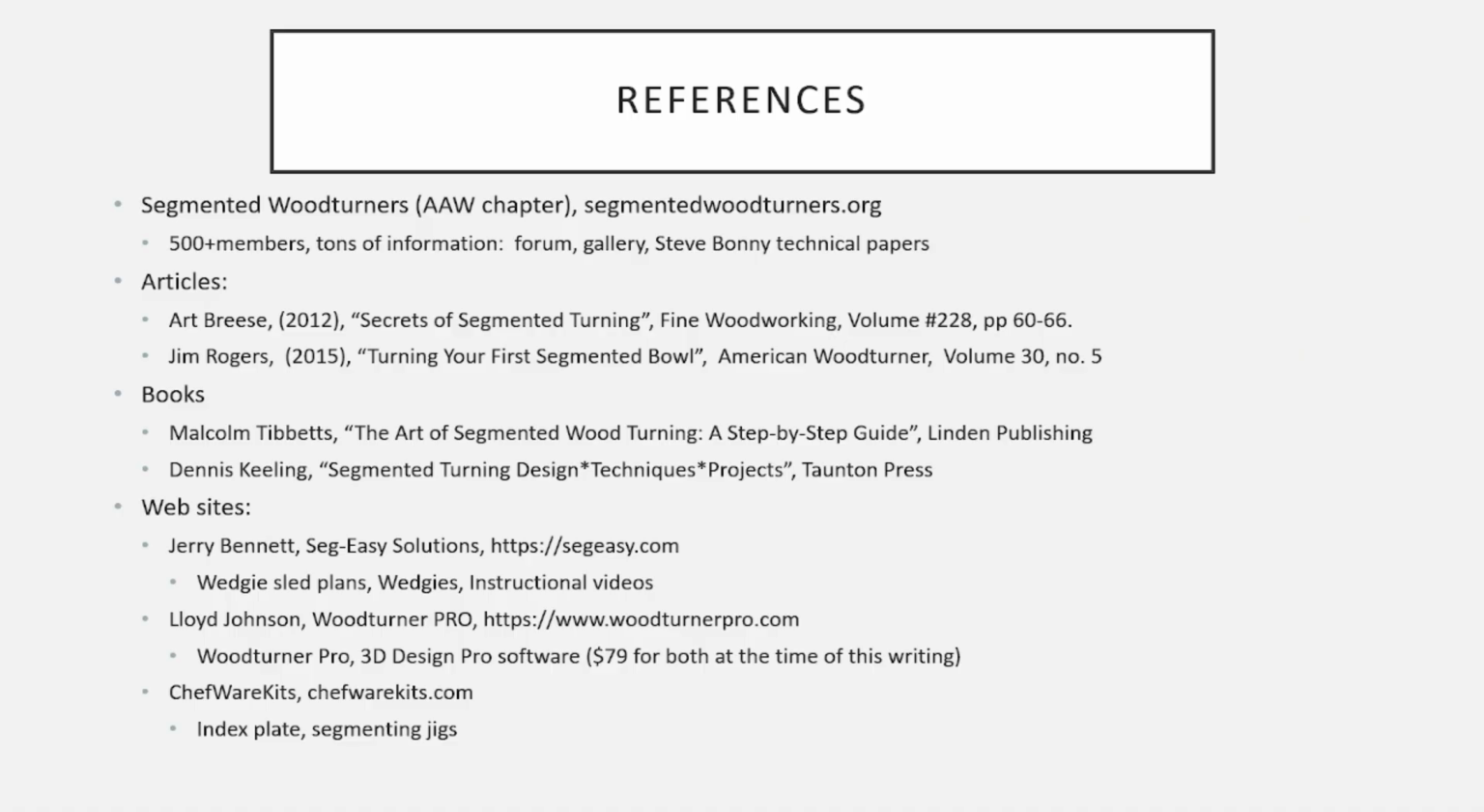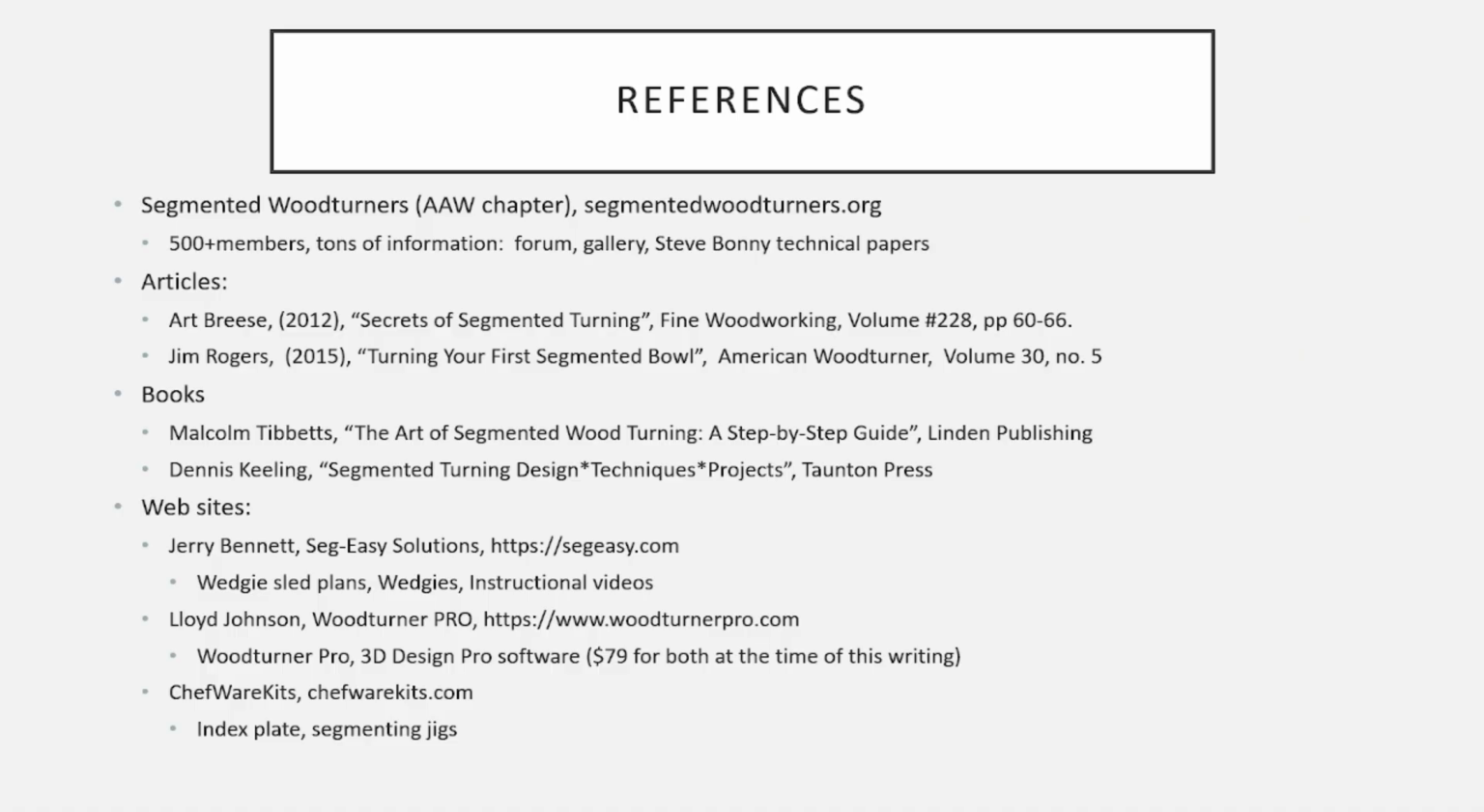There are a couple of articles out there, in Fine Woodworking and American Woodturner, on beginning woodturning, or beginning segmenting. Those are good. A couple of books too. One was written before the Segeezy wedgie sled came out, but it goes into a lot of detail about segmenting. This is Malcolm Tibbetts, one of the fathers of segmenting, if you will. It's an excellent book. There's another one I've read by Dennis Keeling on open segmenting. It's pretty good too. There are other good books out there. Those are just the two I'm familiar with. They're how I got started.